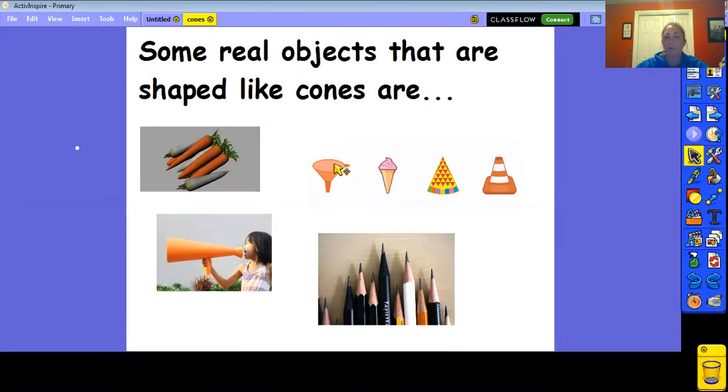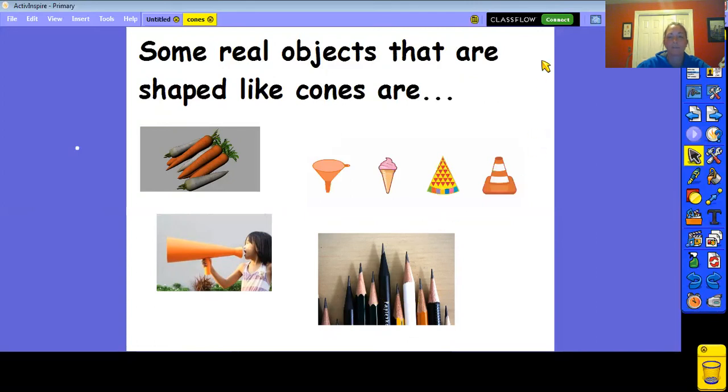We also have a funnel. Here's an ice cream cone. Have you ever had an ice cream cone shaped like a cone? Here's a party hat. And here's a cone. You may use these in phys ed, or you may see these out on the street. Sometimes we call them traffic cones. This is a cone called a megaphone. If you hold that up to your mouth and you talk in it, it makes your voice sound louder. And look at this, a cone that we use all the time, a pencil. I bet you never thought of a pencil as a cone, did you?